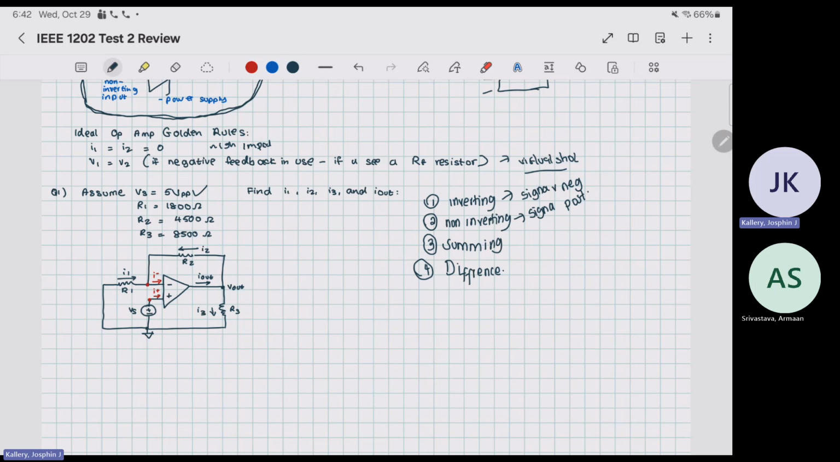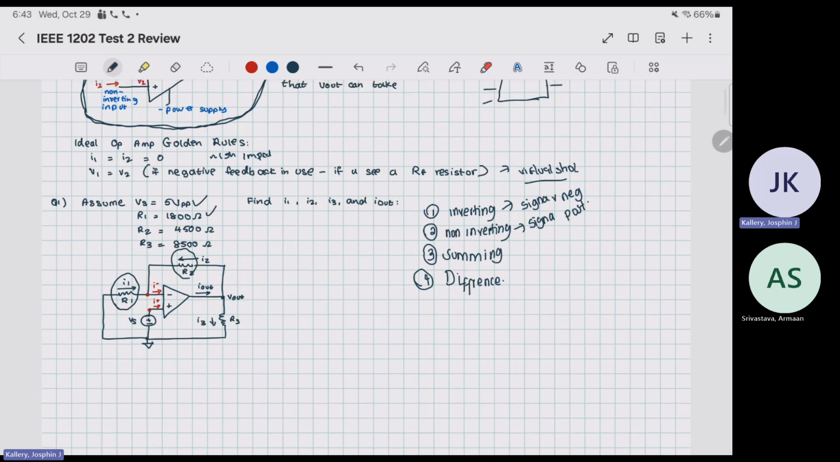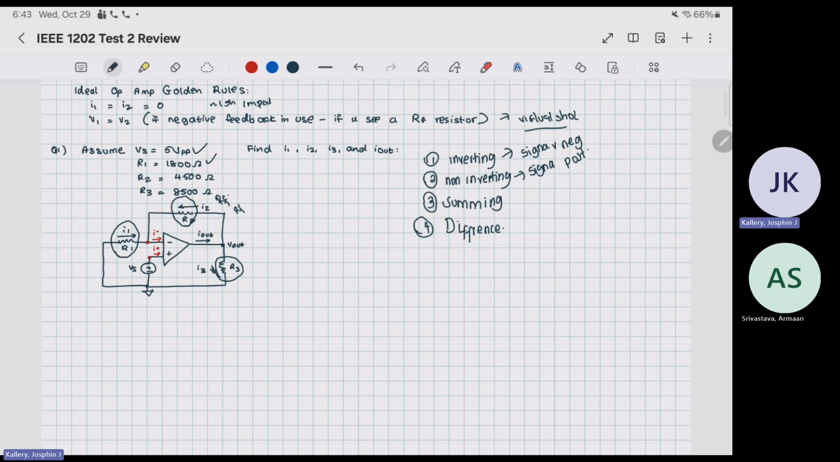So here we are given Vs is 5 peak to peak, and then we have R1, which is this resistor, which is 1800 ohms, and then this resistor. The resistor that is always connected to this resistor is mostly known as RF. Most of the time you will see in your calculation they put RF. And then we have this resistor here, which is R3. So they say to find I1, I2, I3, and I out.